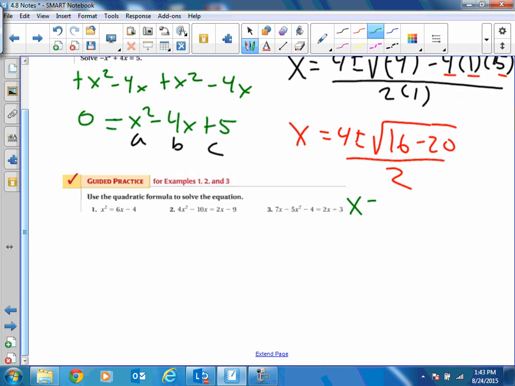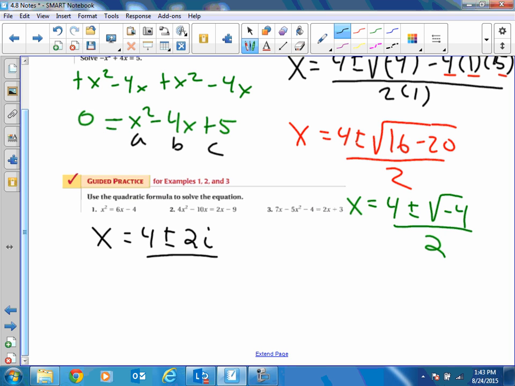X equals 4 plus or minus square root of negative 4 over 2. Okay? Now, what's the square root of negative 4? You can't take the square root of a negative unless you represent it with an i. So the square root of 4 is 2, and the square root of negative 1 is i, so that's going to be 2i. So we're going to write it as x equals 4 plus or minus 2i over 2.